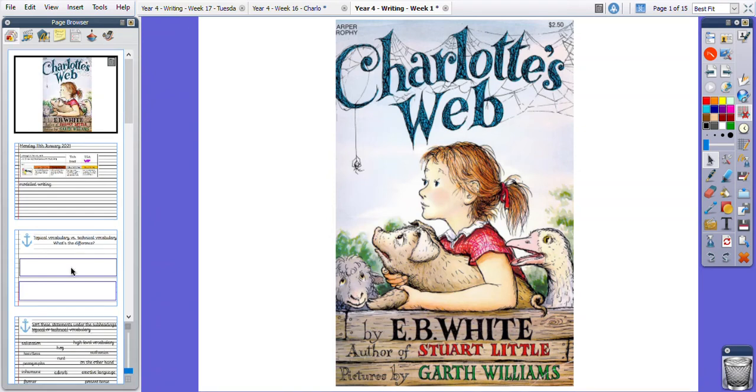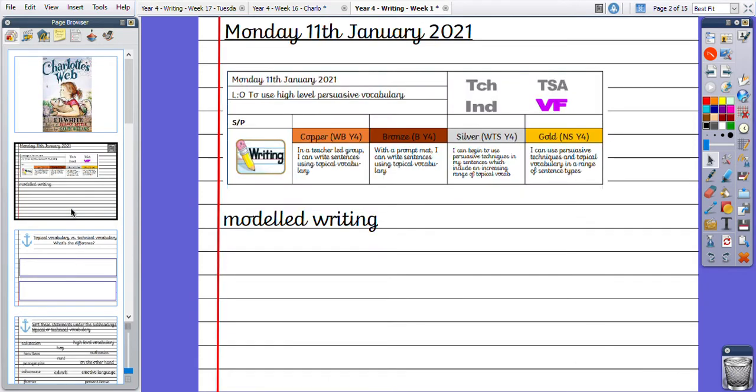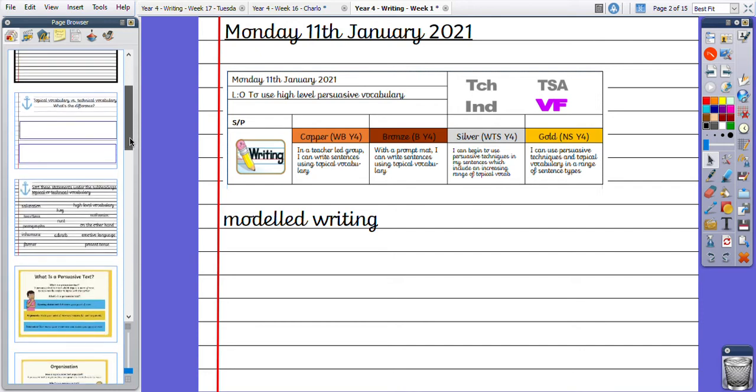Hi Year 4, we are going into our writing lesson today, and we are going to be looking at using high level persuasive vocabulary, okay? So copper and bronze, you'll be doing that using prompts and with the help from a parent or a teacher, and silver, you are going to be doing that increasingly independently, and gold, you're going to be using a variety of vocabulary in your sentences today.